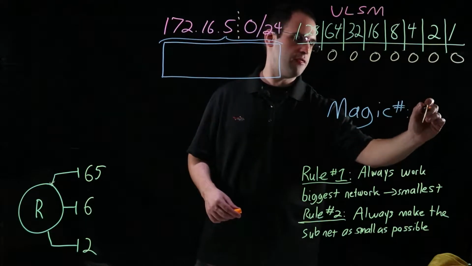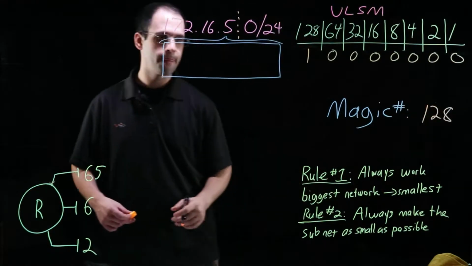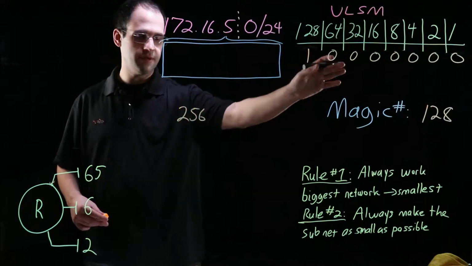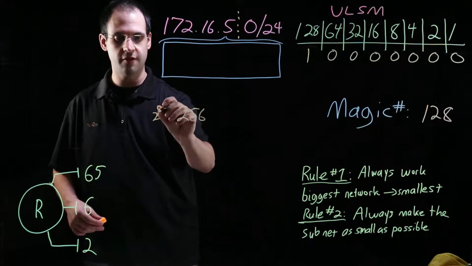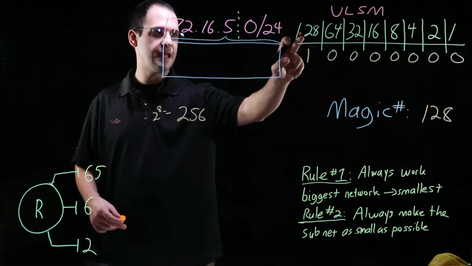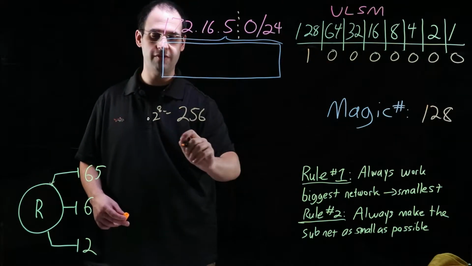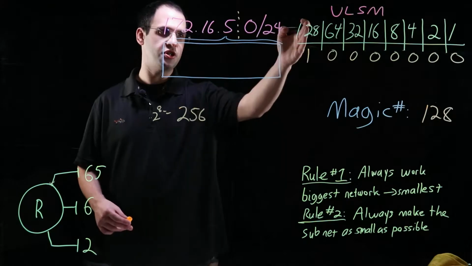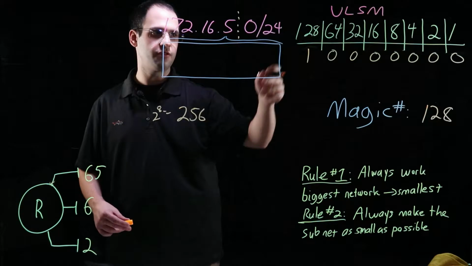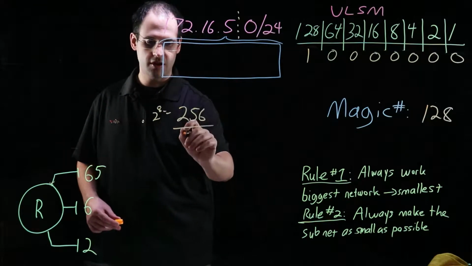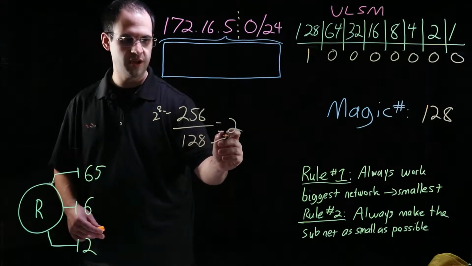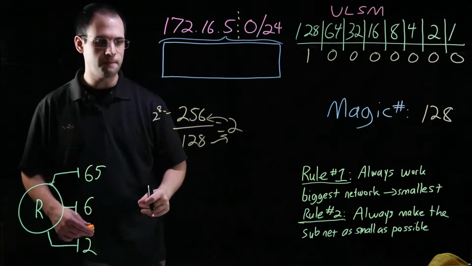So my magic number for this network becomes 128. I've got 256. Again, I had 8 host bits, so 2 to the 8th in total, and then I've got my 7 host bits, 2 raised to the 7th is 128, or again, where magic number comes into play, where the last 1 hits the 0. This 1 value is my 128, so I can divide 256 by my 128 and get the total number of networks, right? So I'll have 2 networks of 128.